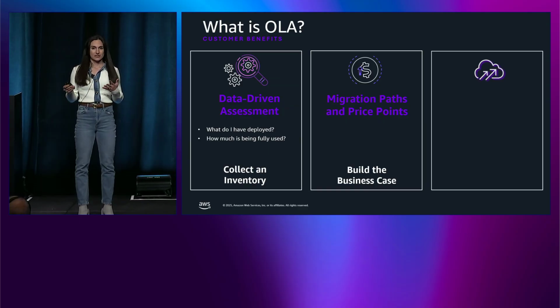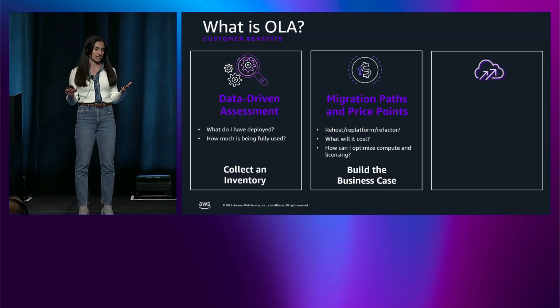Next, we assess the business case for the cloud, or we assess how you can optimize your existing footprint that is already running in AWS. So we will review your environment to understand if rehosting, replatforming, or refactoring is the right approach, show you costing options for each of those, and along the way, we'll show you how you can optimize both your compute and your licensing.